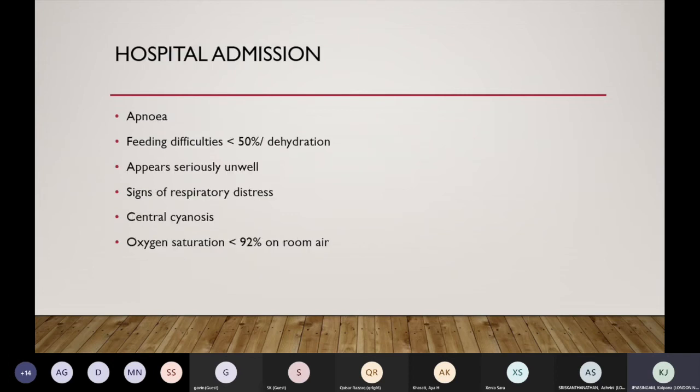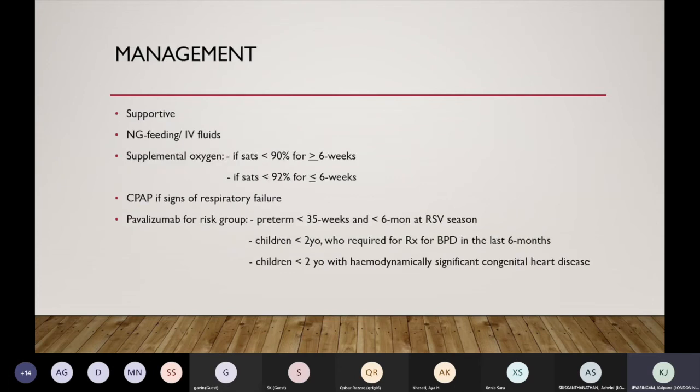So when would you admit a child? If they have apnea, they don't take 50% of their feeds, or they're dehydrated, they appear seriously unwell, have signs of respiratory distress, have cyanosis, or their oxygen level is less than 92% on room air.